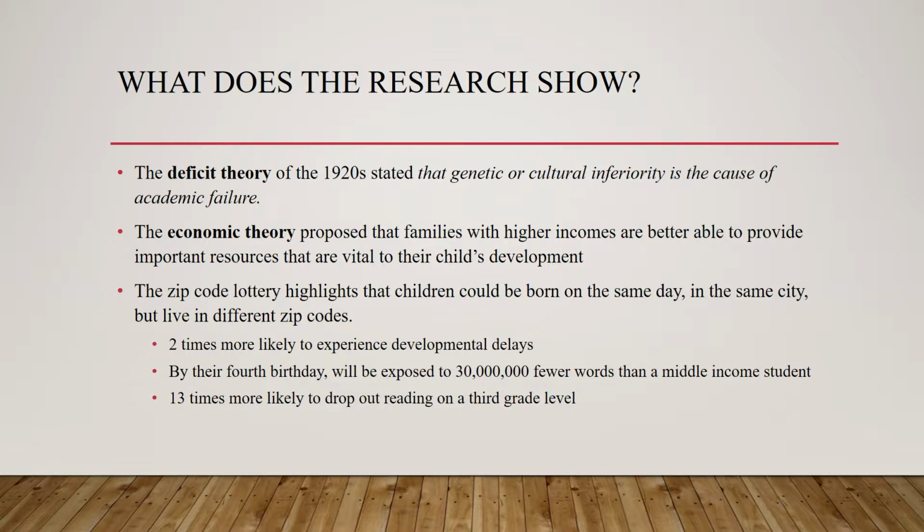And one more thing that stood out in my research was the zip code lottery. This highlights that children could be born on the same day in the same city but live in different zip codes. Depending on where they live, the ones in the higher poverty areas are 2 times more likely to experience developmental delays, and by their 4th birthday will be exposed to 30 million fewer words than a middle income student, and are 13 times more likely to drop out, reading on a 3rd grade level.